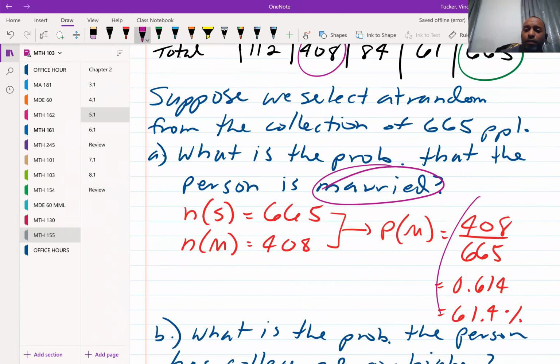So 61.4%. I'm just giving you the 3 different ways you could represent the answer. MyMathLab will let you know how they want the answer, but either way, that's the answer.